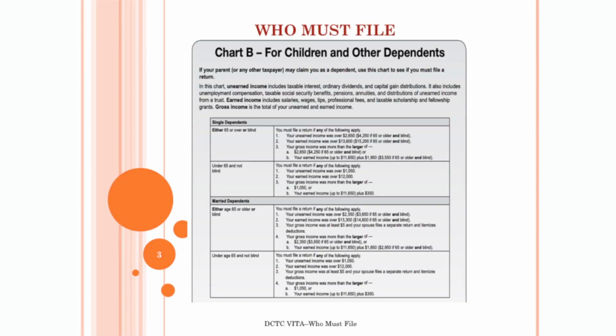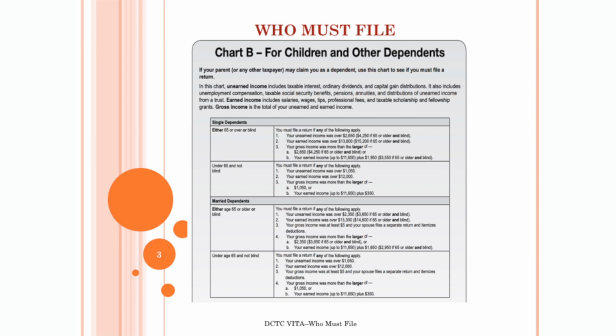Now, let's move on to chart B. Chart B is used for children or other dependents. You recall from the first statement under chart A's banner, if you can be claimed as a dependent by another taxpayer, the statement continues in chart B. Chart B is for children and other dependents. On this chart, we're dealing with both earned and unearned income. And the definitions are shown just below the first statement.